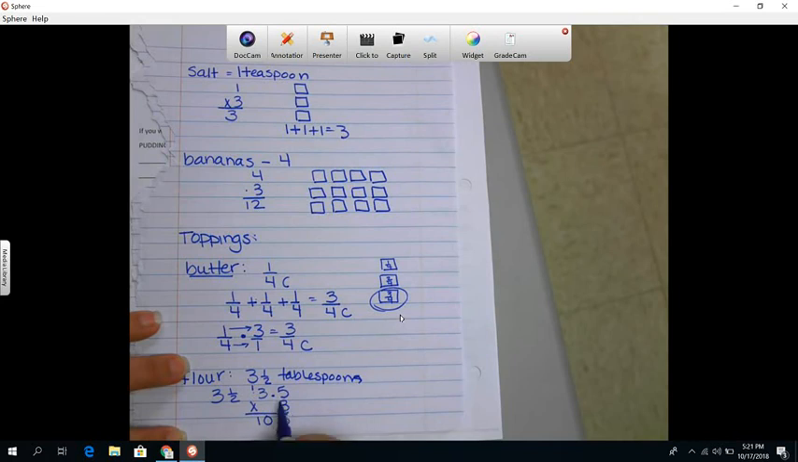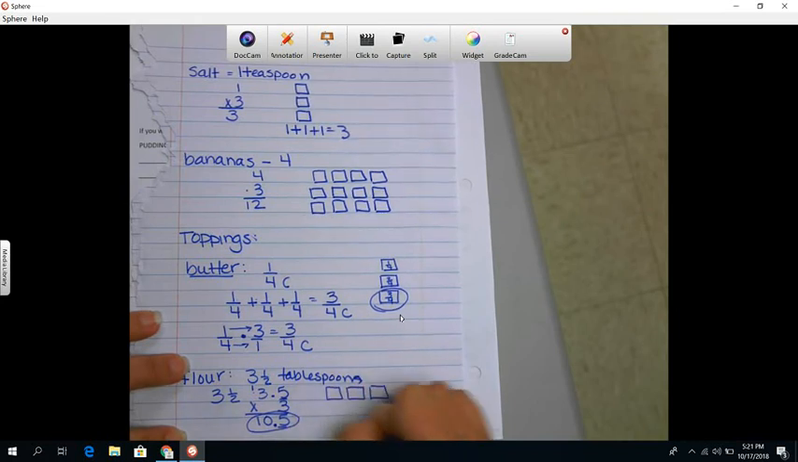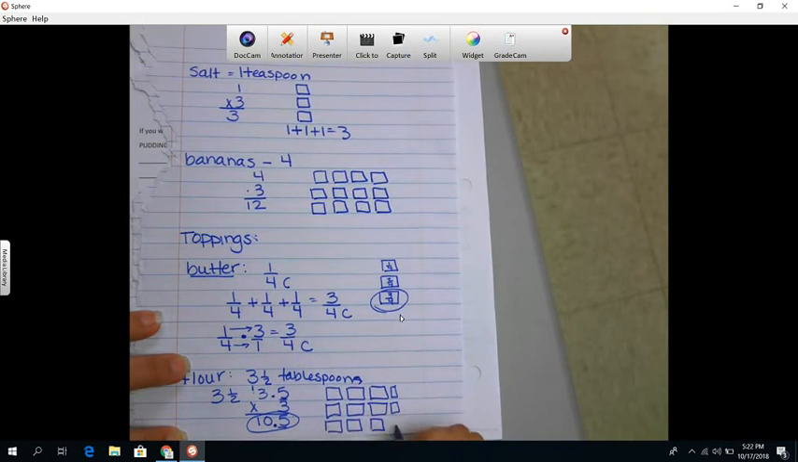So here we have one number past our decimal. We have 10½ tablespoons of flour is what we need. We could draw our pictures. 1, 2, 3½; 1, 2, 3½; 1, 2, 3½; and we count 1, 2, 3, 4, 5, 6, 7, 8, 9. These two together make 10, plus your half makes 10½.